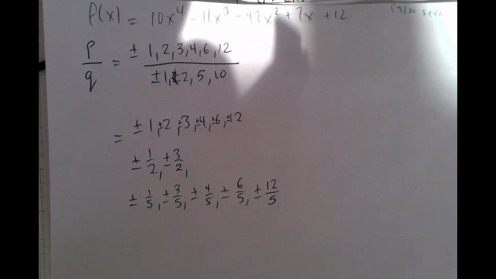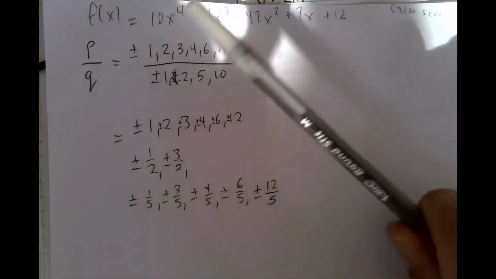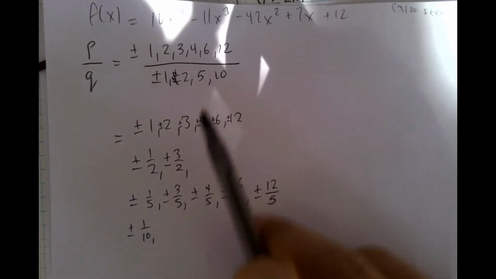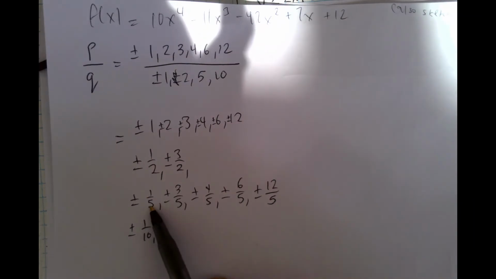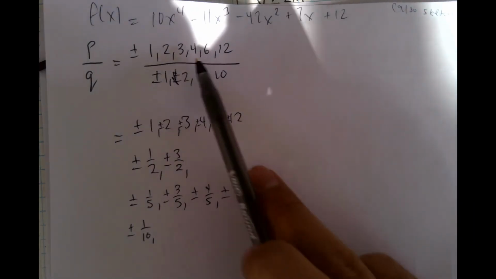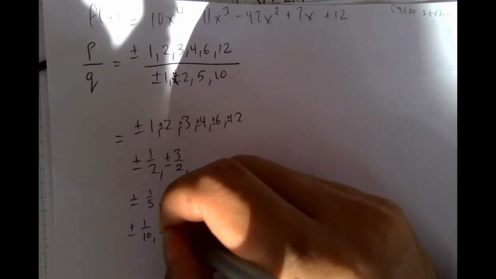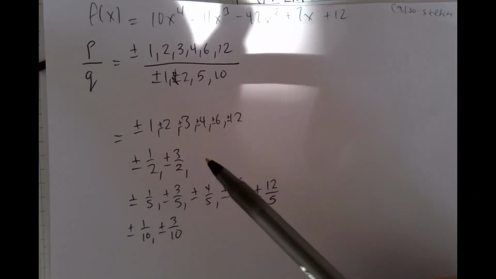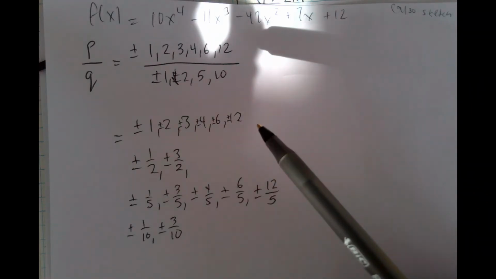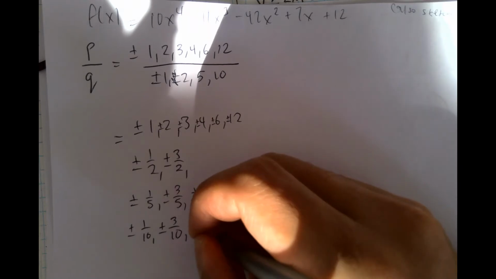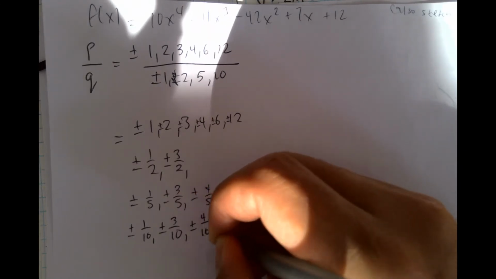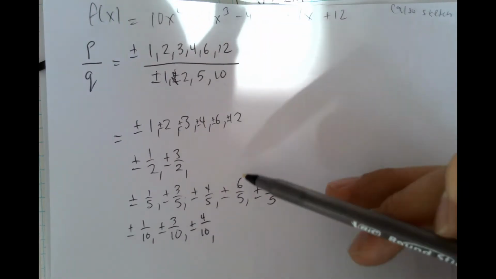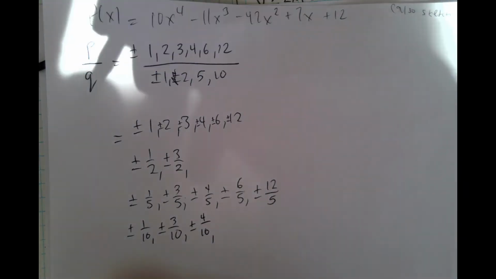And then I would divide all the top factors by 10, so I would have plus or minus 1/10. Plus or minus 2 divided by 10 is the same as 1/5, so I don't need to write it again. 3/10 I do not have, so plus or minus 3/10. 4 divided by 10 is equal to 2/5, which I do not have, so plus or minus 4/10. And then 6 divided by 10 is 3/5, and 12 divided by 10 is 6/5. So those are all my possible roots.